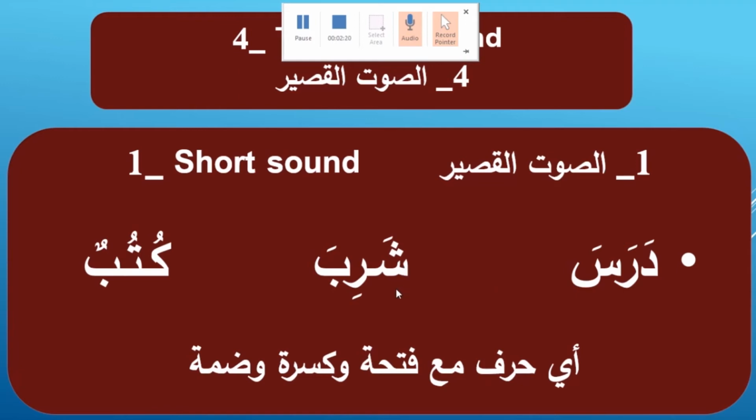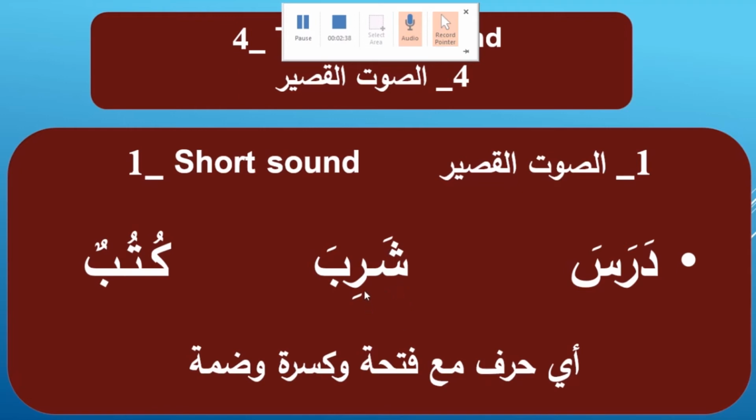Let's go for the second word. We are trying to read this word now. So this letter is sheen, but it has a sound, as you see. It has A sound. So it will be sha.